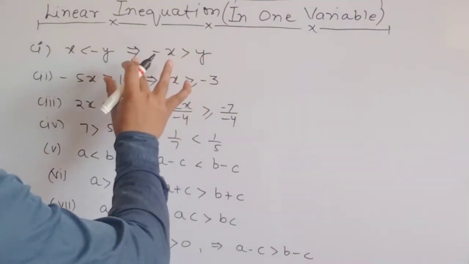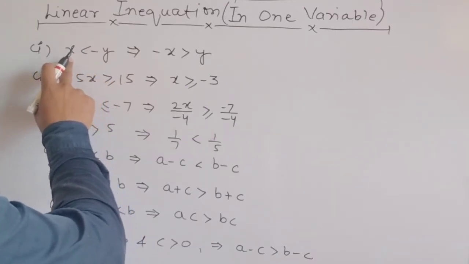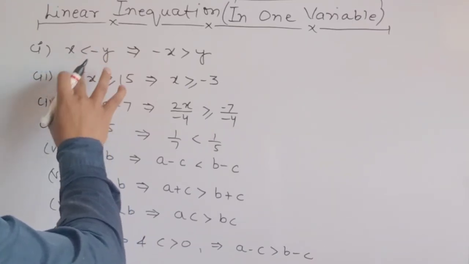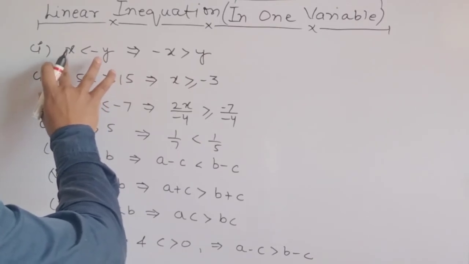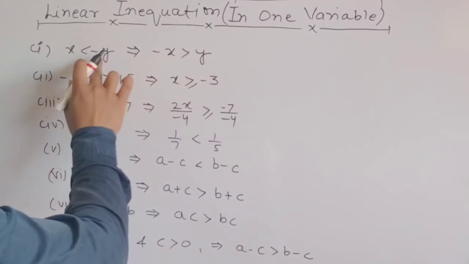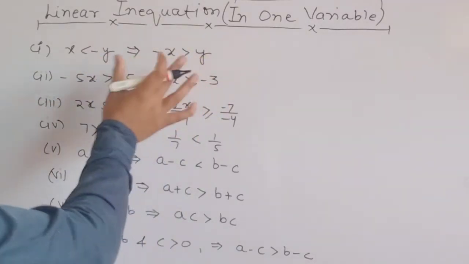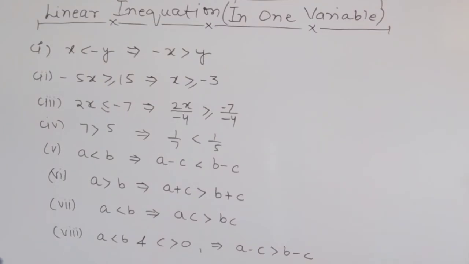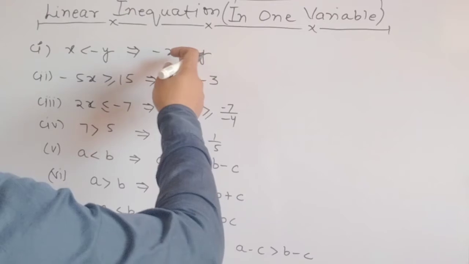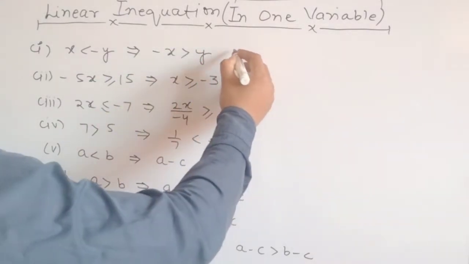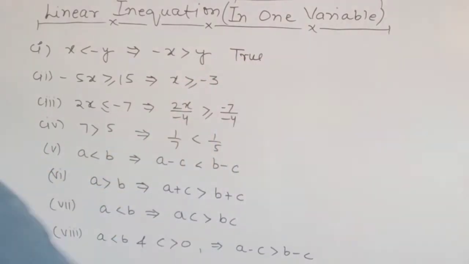If we observe this, we can see that x less than minus y, and the sign of both sides of the inequality is changed. So x becomes minus x and minus y becomes plus y, meaning in this inequality the signs of both sides are changing, so the inequality sign will be changed. Here the inequality sign is changed, so this statement is true.